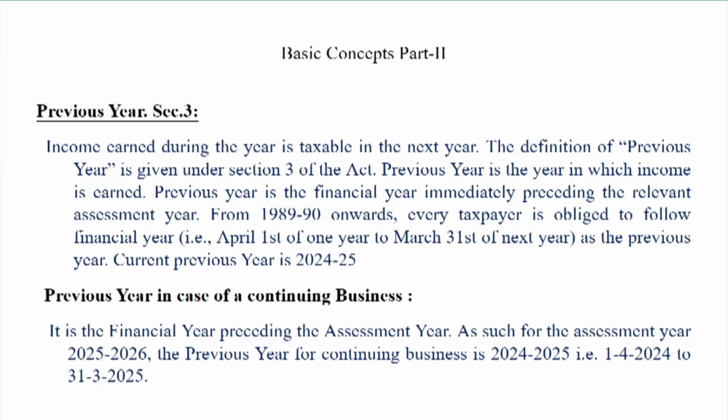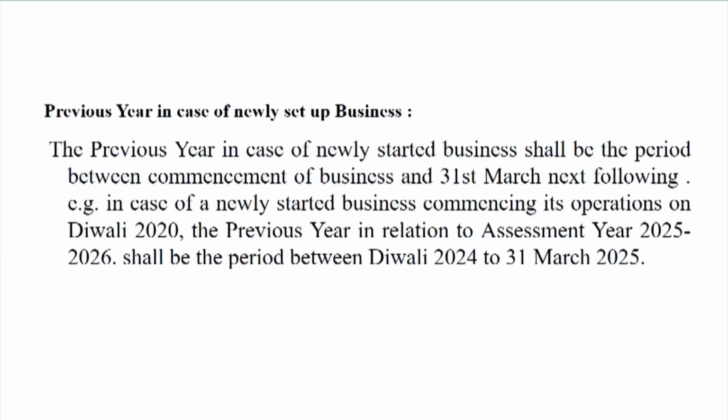Previous year, I was talking about the previous year. The previous year can never be more than 12 months, but may be less than 12 months. In the case of continuing business, the previous year generally starts from 1st April 2024 and ends on 31st March 2025. It is called the previous year in the case of continuing business.